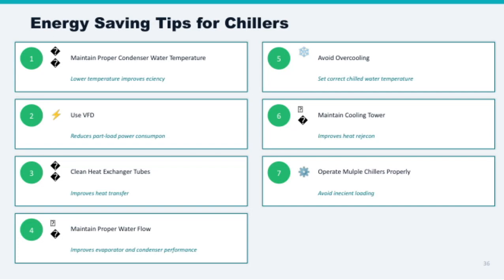Let's talk about saving energy with chillers, a crucial part of any cooling system. First, keeping the condenser water temperature just right can boost efficiency. Using variable frequency drives helps cut power use when demand is low. Cleaning heat exchanger tubes improves heat transfer, while maintaining proper water flow keeps everything running smoothly. Avoid overcooling by setting the chilled water temperature correctly. Operating multiple chillers properly and maintaining the cooling tower also play big roles in improving heat rejection. Together, these steps make a real difference.